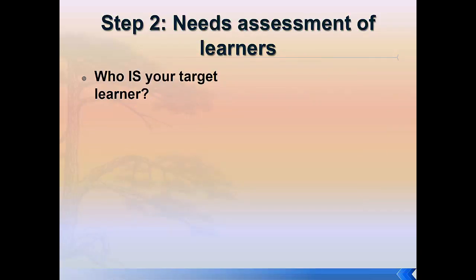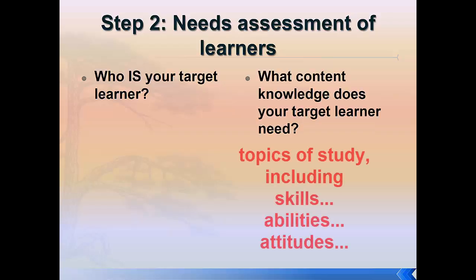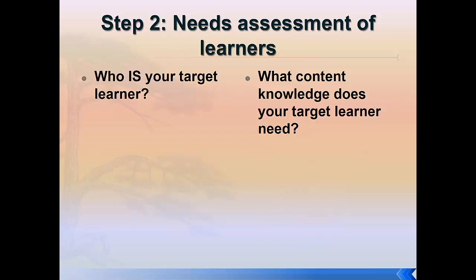So, who is your target audience, your target learner? Make sure that you can identify that audience. What content knowledge does your target learner need? So this is your chance to actually think about what are the content areas. Do they need finance? Do they need anatomy and physiology? Do they need writing? If so, what type of writing? What content knowledge does your target learner need?